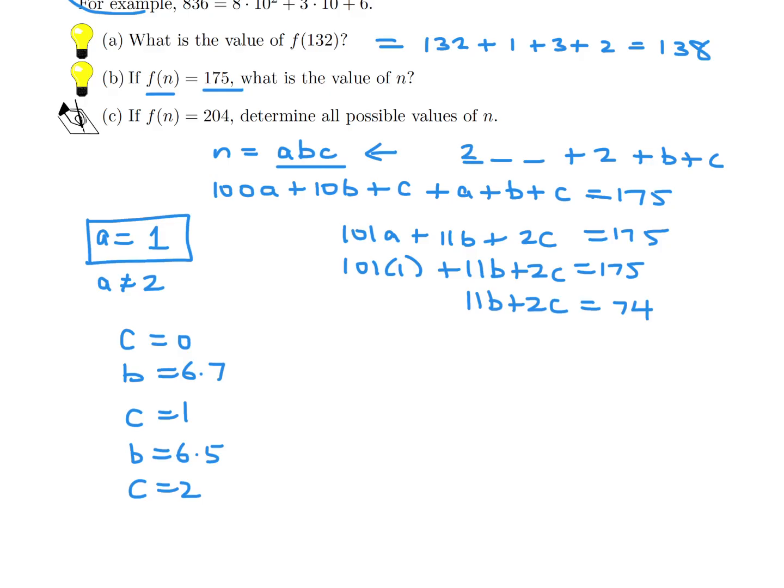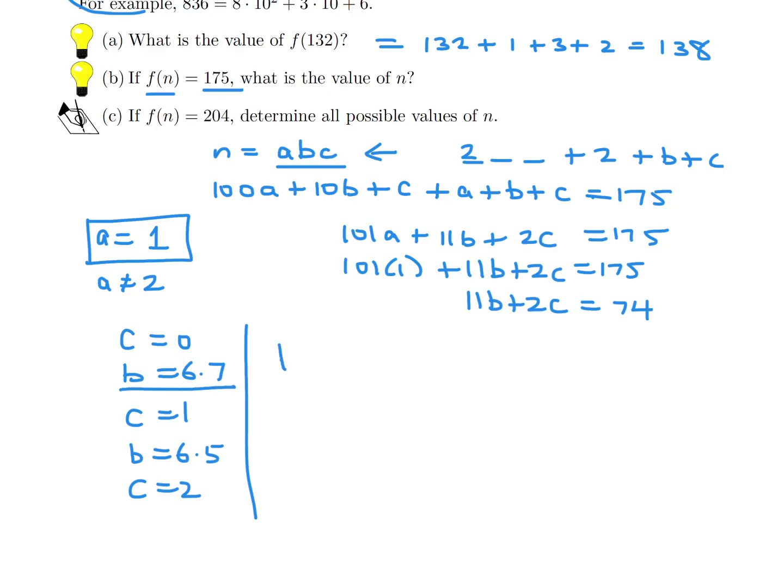If C is 2, then that's going to be 74. Yeah, and you kind of keep going like that. I'm trying to think, it's probably better just to figure out what B could be. Obviously, we're going to have a multiple of 11 going into 74. So 74 divided by 11 is about 6.7, right? Which is what we did there.